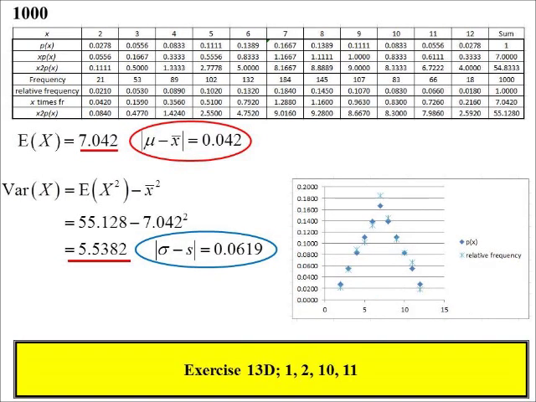So then I went 1,000 times. 1,000 times, expected value became 7.042. So now it's only out by 0.042. The variance, 5.5382. So our deviation's out by 0.0619. But when you look at the graph now, that's getting pretty close.